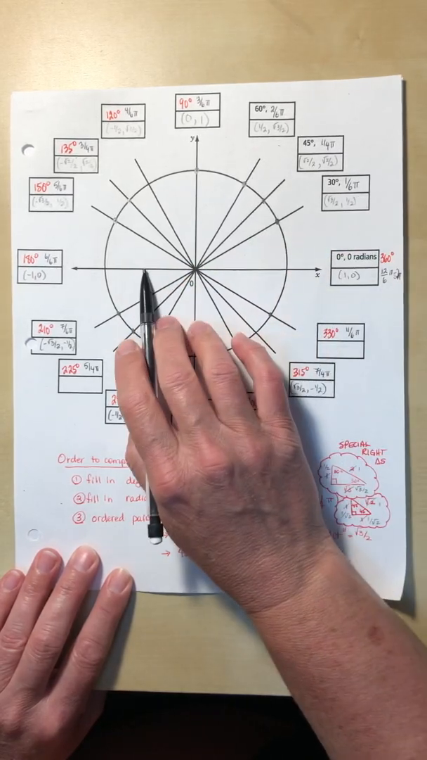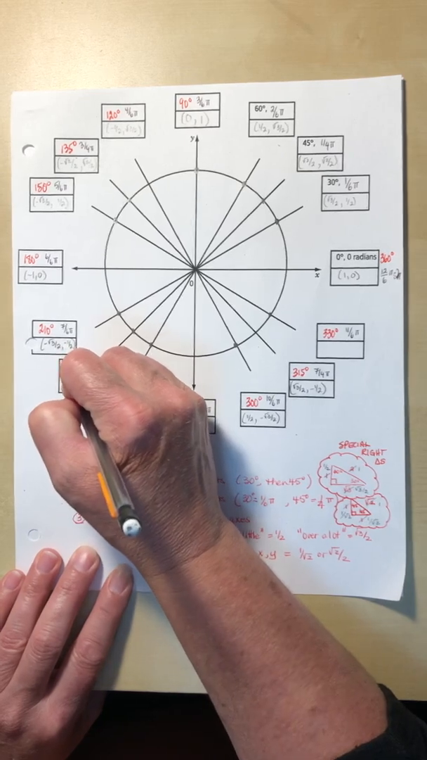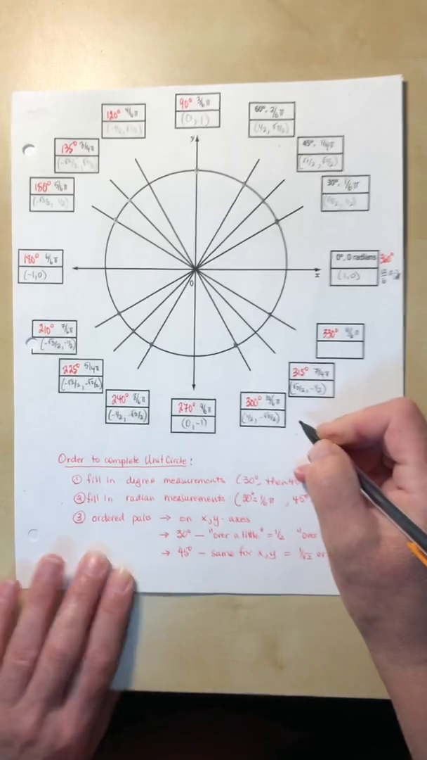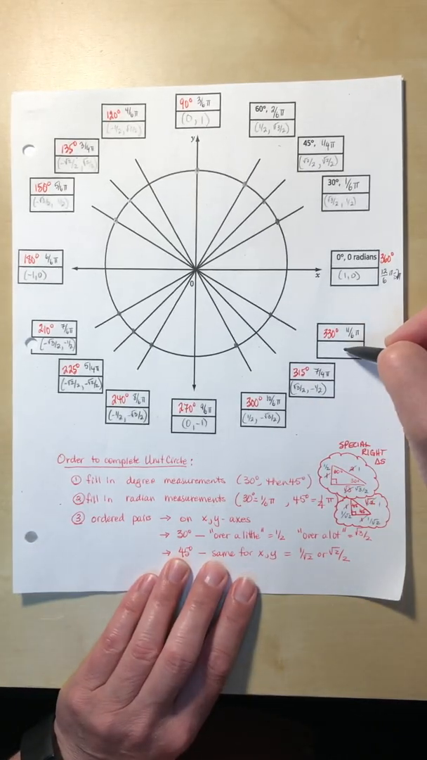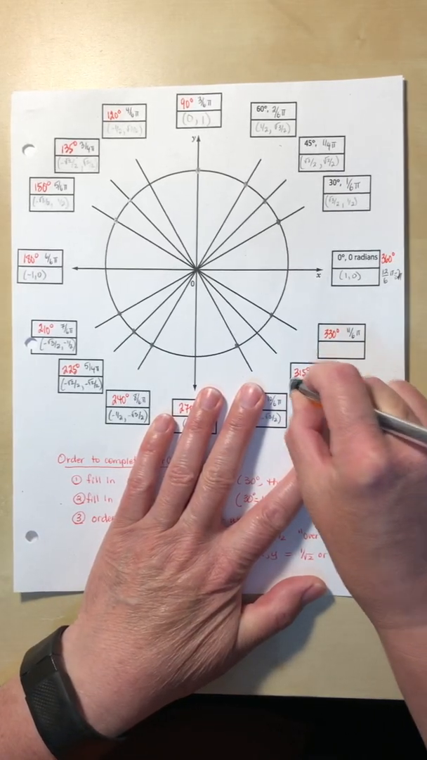Negative for the x and positive for the y. 225 is back, negative, down, negative. And so negative root 2 over 2 and negative root 2 over 2. And the last one, 330. Oh, sorry, I put this in the wrong spot. Let me back up and fix this.